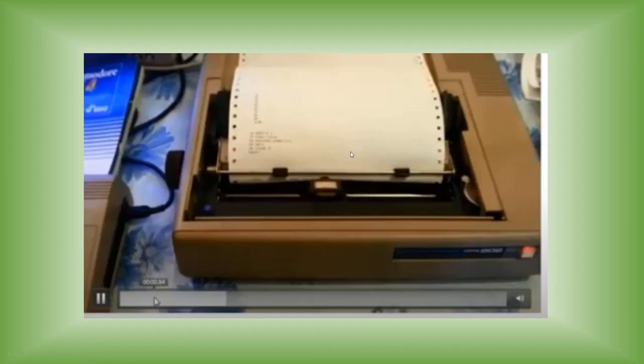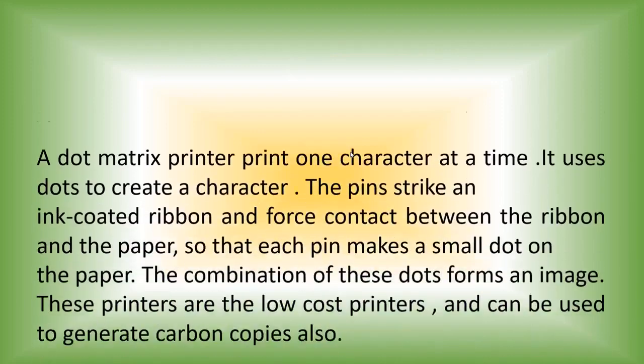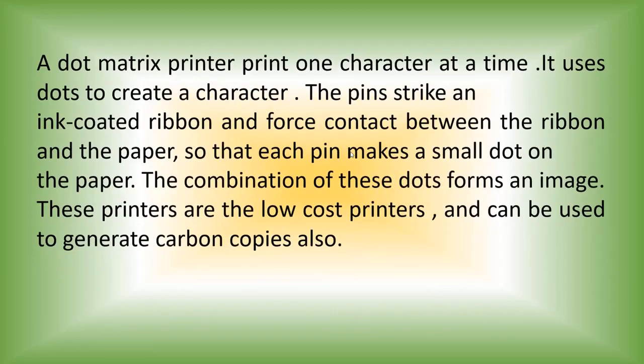So, this is the cheapest form of printer now available. And it can be used to generate carbon copies of the data. By using carbon paper, you can take multiple copies. See that the dot matrix printer prints one character at a time. It uses dots to create a character. Multiple dots form a character. The pins strike the ink coated ribbon, forcing contact between the ribbon and the paper.